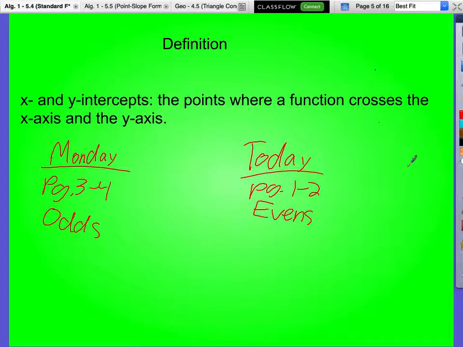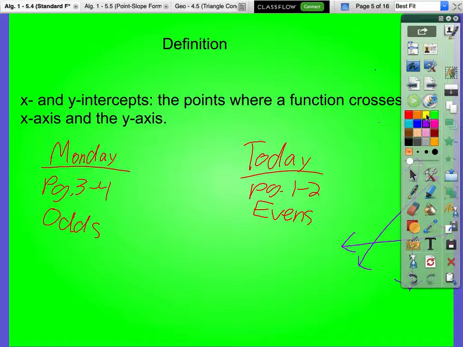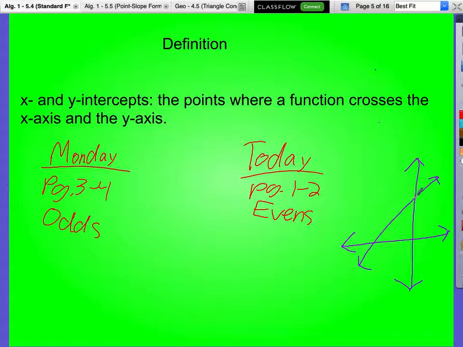We said, okay, the y-intercept would be here, kind of in the yellow. Once it moves over, this is the y-intercept because that's where it crosses the y-axis. Whereas this down here, what would this be? The x-intercept because it's where it crosses which axis?